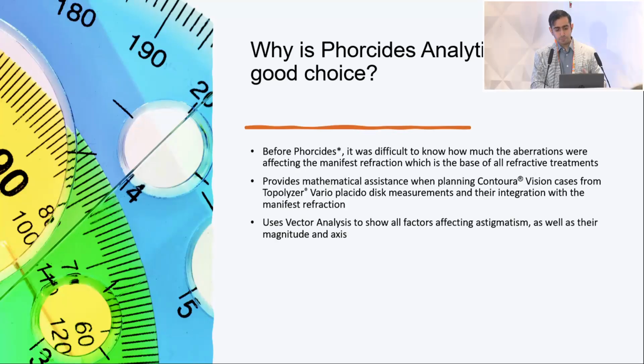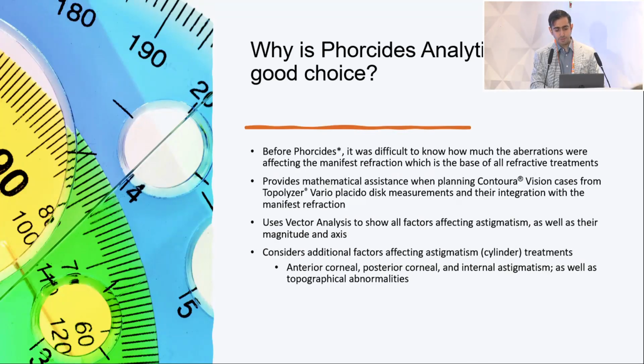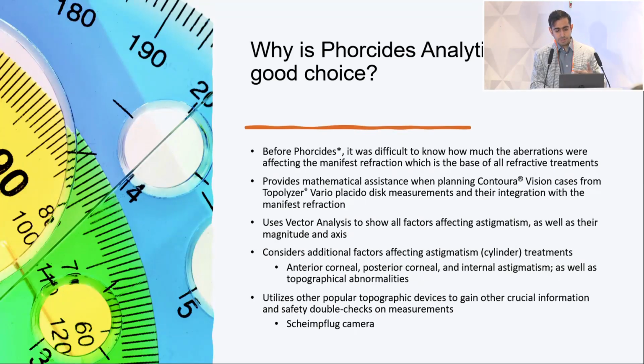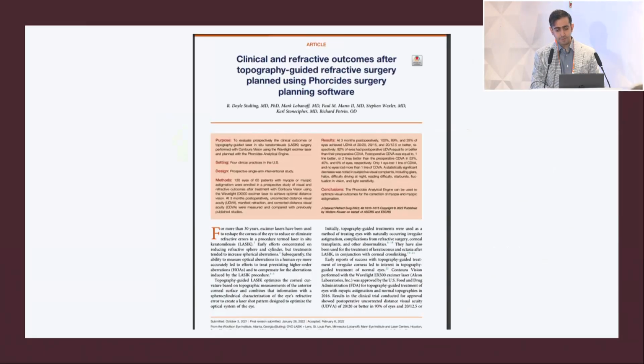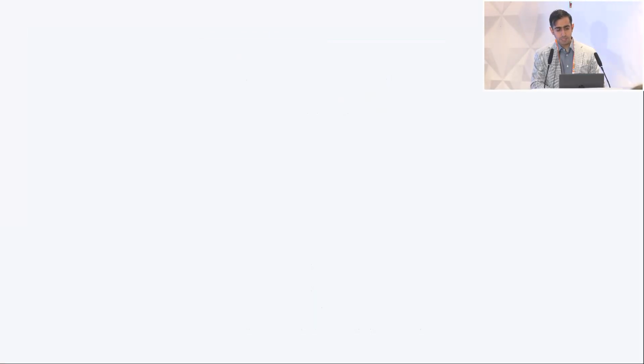We'll go through the planning of a few cases on this. I'll come to how it uses data not only from the Topolyzer but also from the Scheimpflug camera of your Pentacam, and you can use this to come up with a final vector treatment which takes all these matters into consideration. This is the paper by Dr. Lobanov et al., which showed that Phorcides did a little bit better than the traditional Contoura nomogram in terms of lines of vision gained.